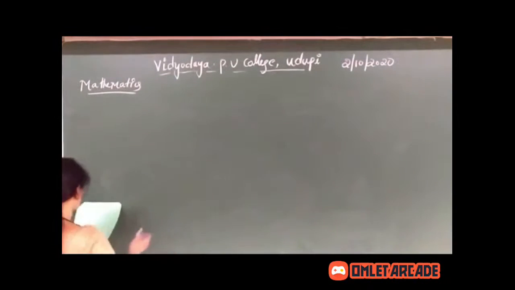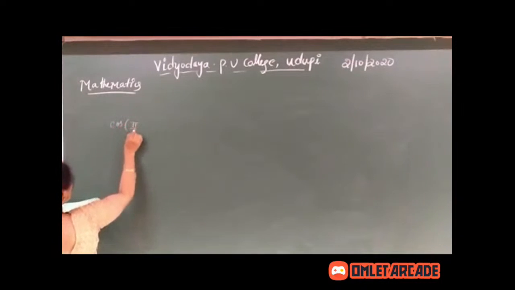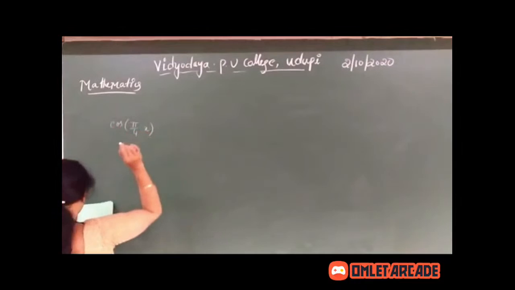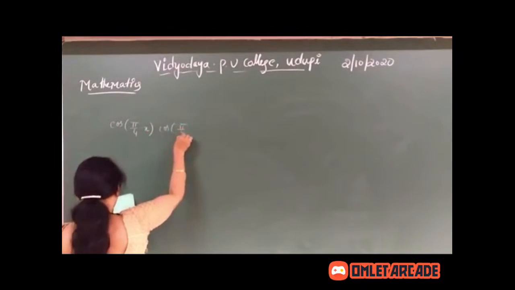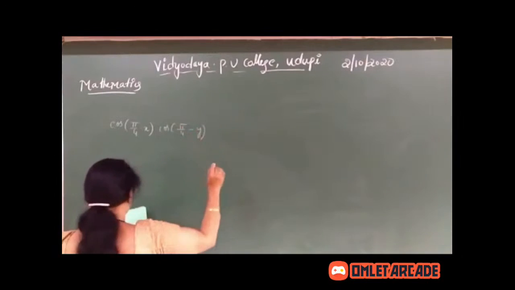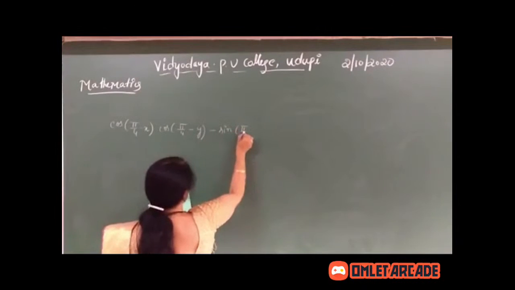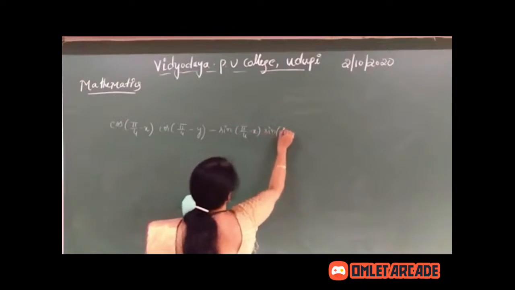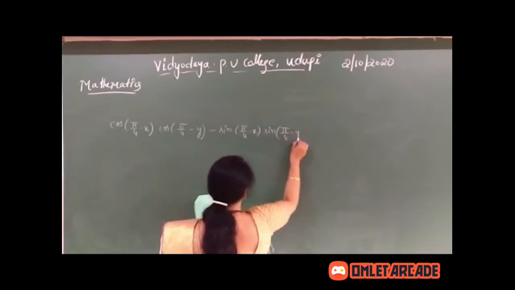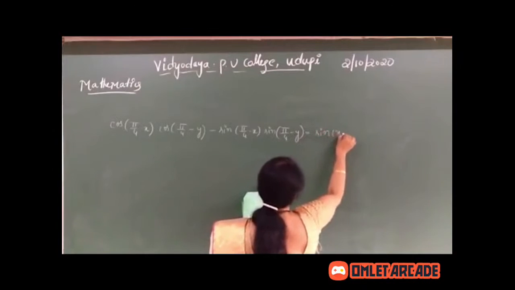The next one. Write down. Prove the following: cos(π/4 minus x) cos(π/4 minus y) minus sin(π/4 minus x) into sin(π/4 minus y). This you have to prove as sin of (x plus y).